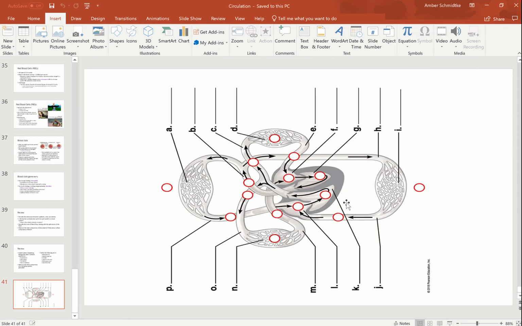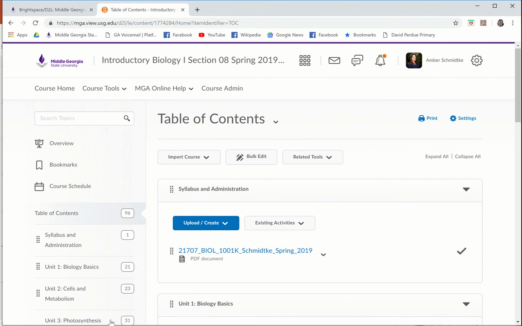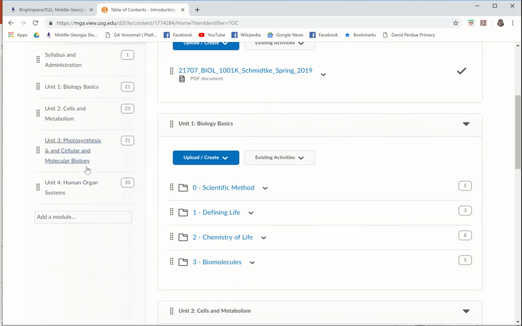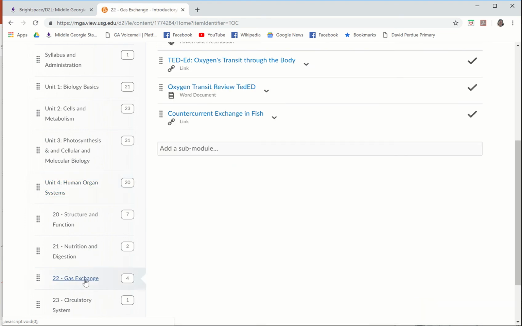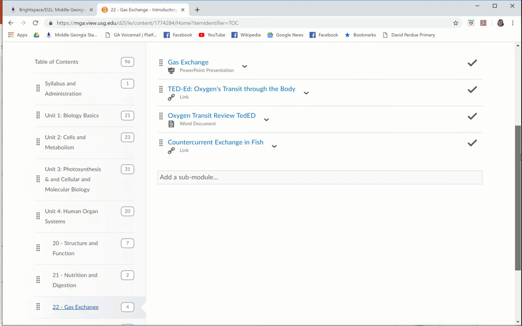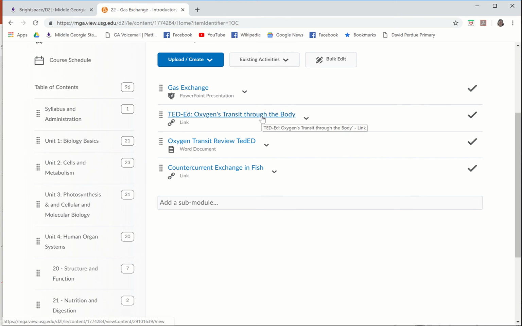The other thing I wanted to talk about is for your participation points, to get you the points that would normally be awarded for today, you need to go to D2L. You need to go to Unit 4. And then, I know we just covered circulatory system, but you need to go to gas exchange. And there are two things you need to do here. There is a video for a TED Ed talk that summarizes how oxygen moves throughout the body. And it's a good summary of what we've talked about so far in terms of the interplay between the respiratory system and the circulatory system.